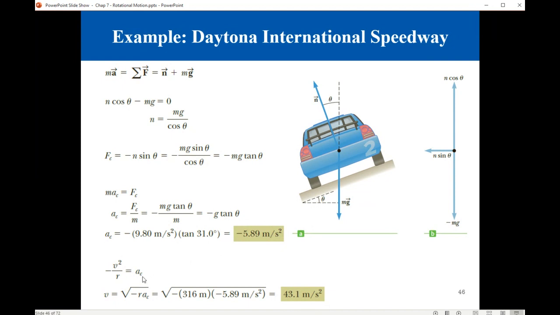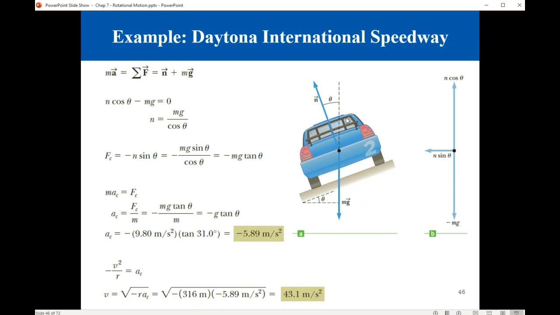Then we know that the centripetal acceleration is v squared over r. So now we can solve for v. v here is the tangential velocity. v is the square root of minus r multiplied by a_c. The radius we are told is 316 meters and a_c is minus 5.89. Evaluate, this is 43.1 meters per second. Sorry, another typo there, it's 43.1 meters per second.